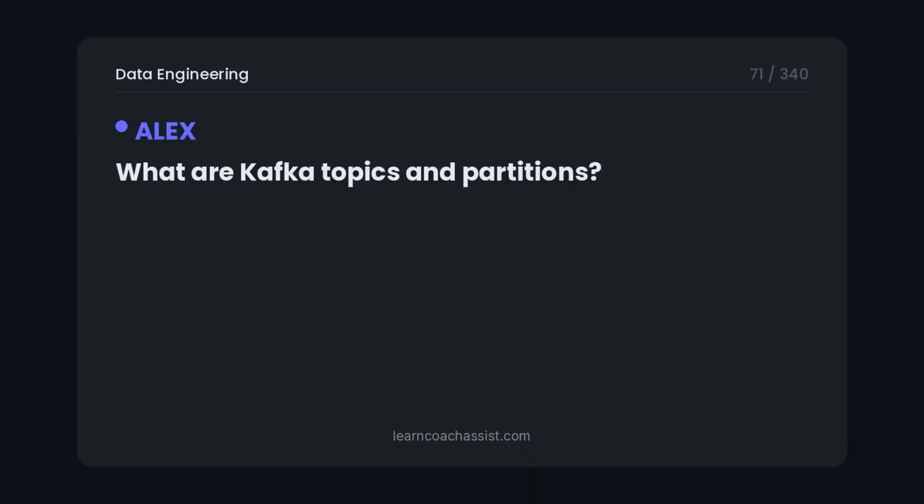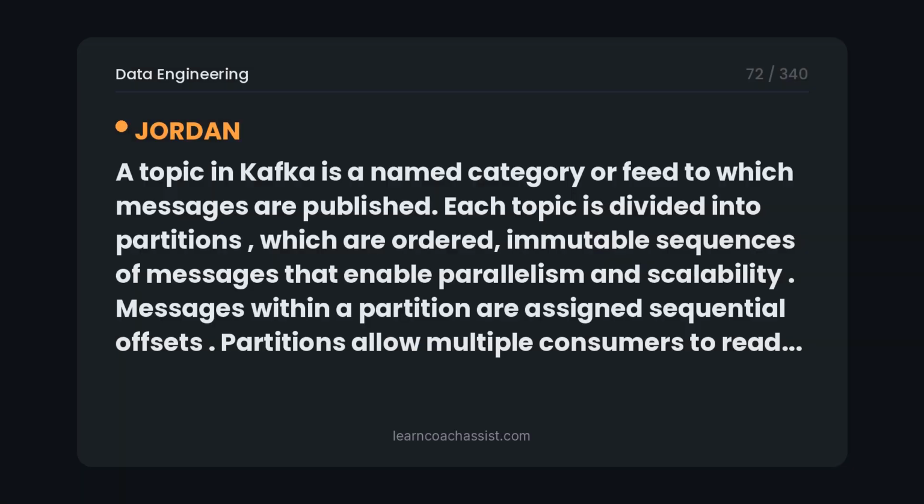What are Kafka topics and partitions? A topic in Kafka is a named category or feed to which messages are published. Each topic is divided into partitions, which are ordered, immutable sequences of messages that enable parallelism and scalability. Messages within a partition are assigned sequential offsets. Partitions allow multiple consumers to read from a topic concurrently.